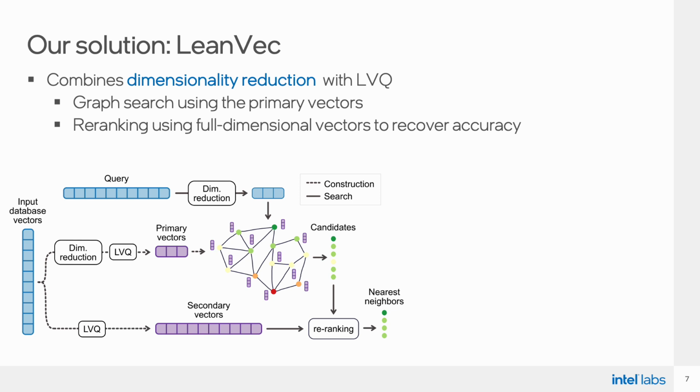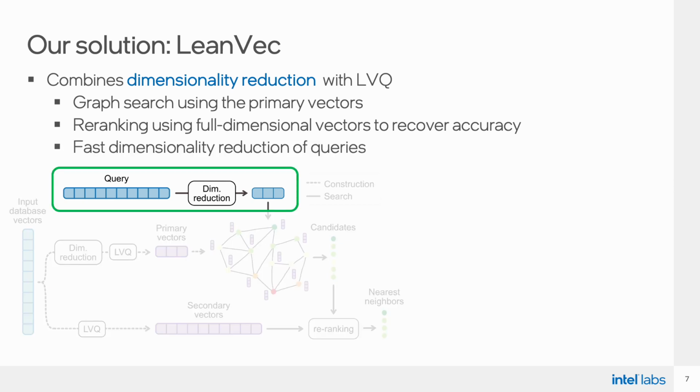LeanVec combines dimensionality reduction with scalar quantization via LVQ. LeanVec relies on the same search and re-rank framework that we saw for LVQ. The key difference here is that the graph search is conducted using vectors that have gone through a dimensionality reduction step and a scalar quantization step. Then the re-ranking step is performed using the full dimensional vectors to recover any accuracy that we have lost as a consequence of the dimensionality reduction and the quantization in the graph search.